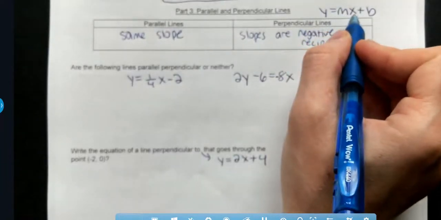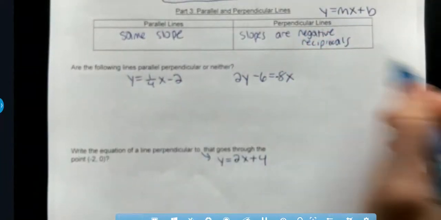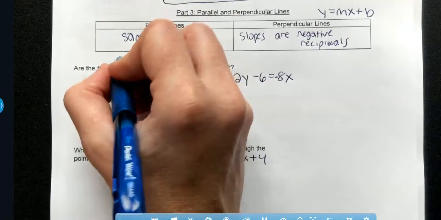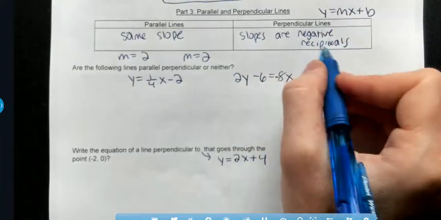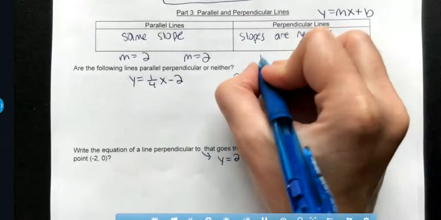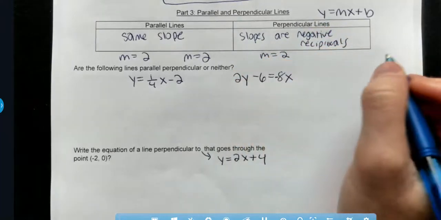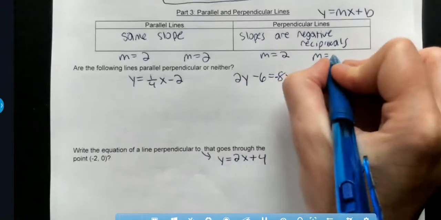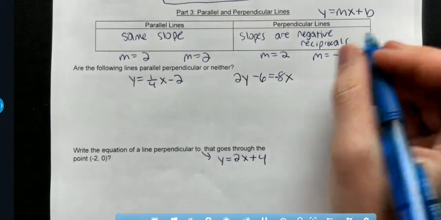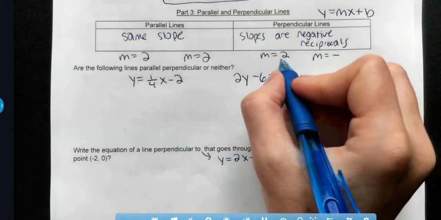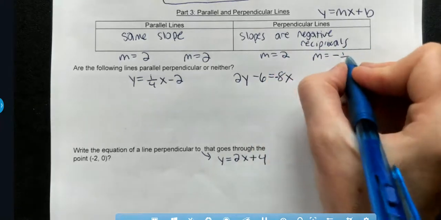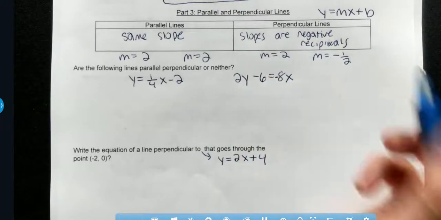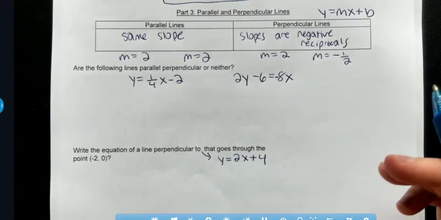So when we say same slope, we're looking at that m, the coefficient in front of the x. That's what slope is, right? So remember, an example of same slope would be an m of 2 and an m of 2. If we wanted an example of negative reciprocals, if we had an m of 2, then our negative reciprocal would have to change the sign and flip the fraction. So to write 2 as a fraction, it'd be the same thing as 2 over 1. When I flip that, it's going to be a negative 1 over 2. So these slopes are negative reciprocals, so therefore they're perpendicular lines.